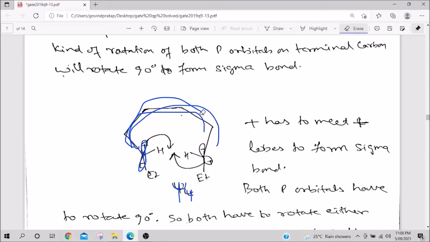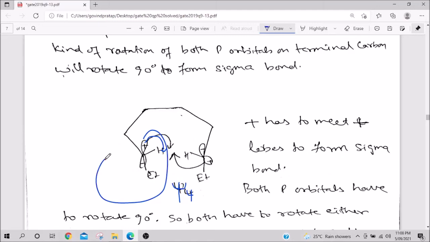So, this p orbital is on the screen. Top was plus, minus, here top is minus and plus. For the sigma bond to form, plus has to meet plus or minus has to meet minus. Plus cannot meet minus, minus cannot meet plus. So, what happens? This one will rotate like that 90 degrees. So, this is clockwise, and this one also will rotate only 90 degrees, like this. So, this is again clockwise.